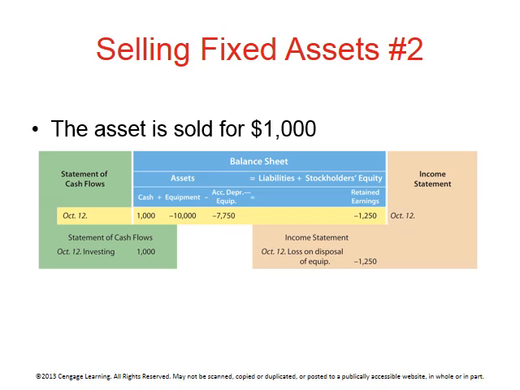So the difference between the book value and what we sold it for is $1,250. So the selling price was $1,250 less than book value. Therefore, we show a loss on the sale of equipment.